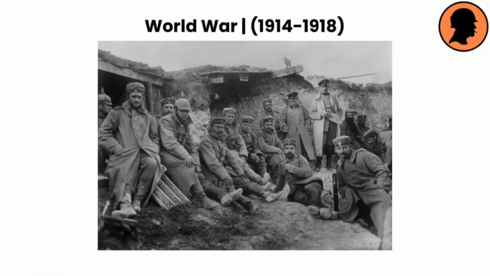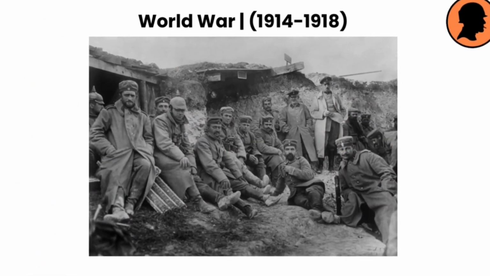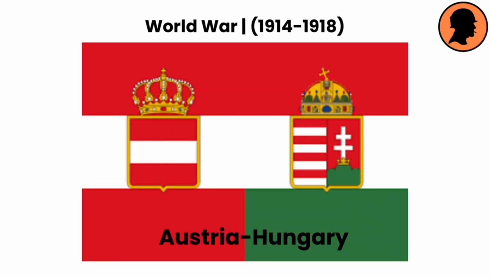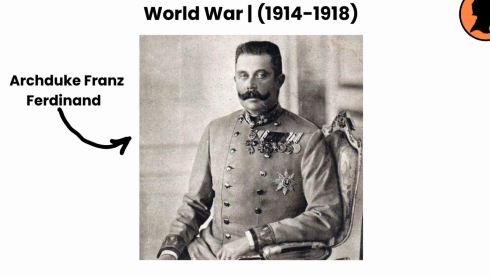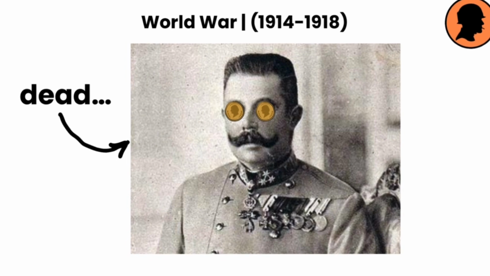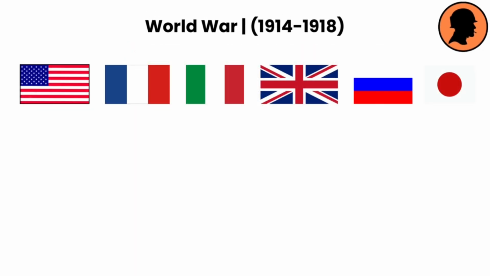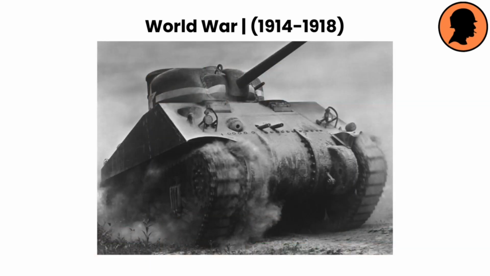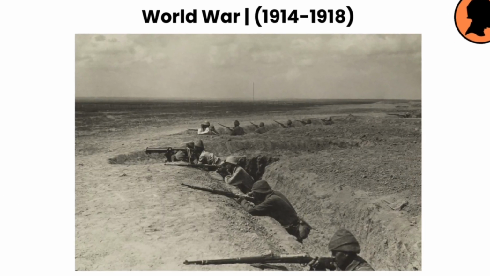World War I. World War I started due to tensions among powerful nations in Europe, including Germany and Austria-Hungary. The assassination of Archduke Franz Ferdinand of Austria-Hungary sparked the war. Countries formed alliances, leading to widespread involvement. The war saw new weapons like tanks and poison gas, causing massive casualties.